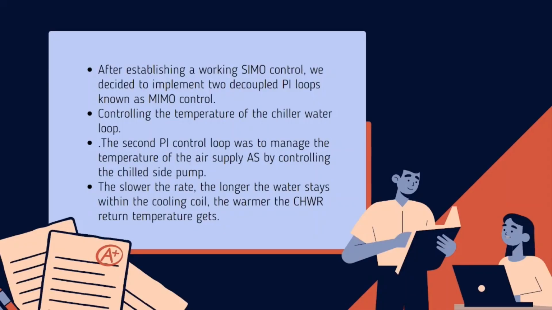After establishing a working SIMO control, we decided to implement two decoupled PI loops known as MIMO control, controlling the temperature of the chiller water loops, and the second PI control loop was to manage the temperature of the air supply by controlling the chill side pump. The slower the rate, the longer the water stays within the cooling coil. The warmer the CHWR, the return temperature gets.